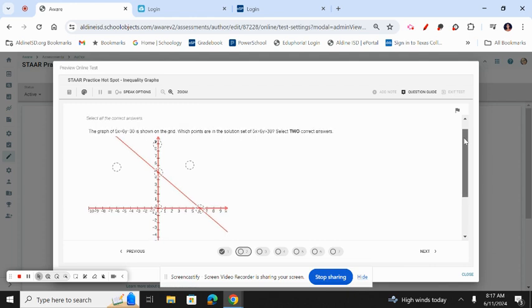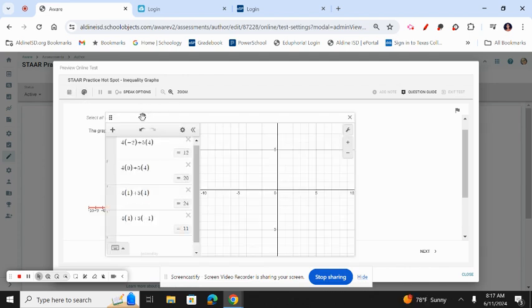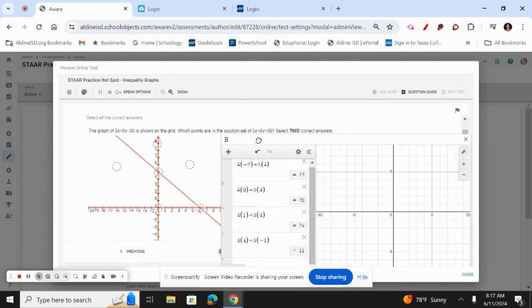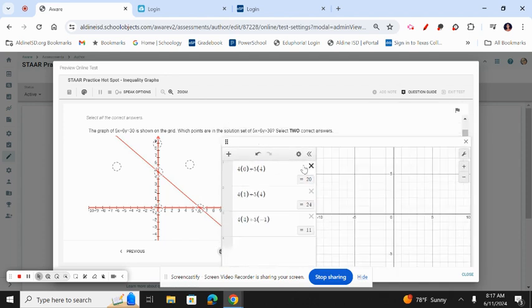Here's the graph, which selects 2 correct answers, so we're going to do the same thing with the ordered pairs to figure out which one is greater than. So let's get the keyboard. Alright, it wants greater than, so we're going to erase these. If our first answer choice is 5, the first ordered pair is negative 6, 6, plus 6, 6. Is that greater than 30?